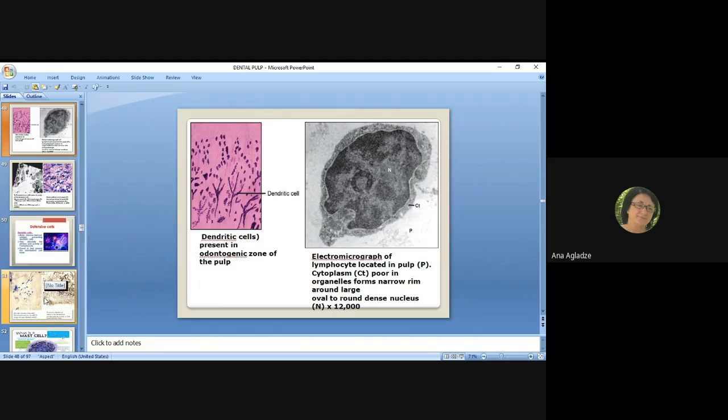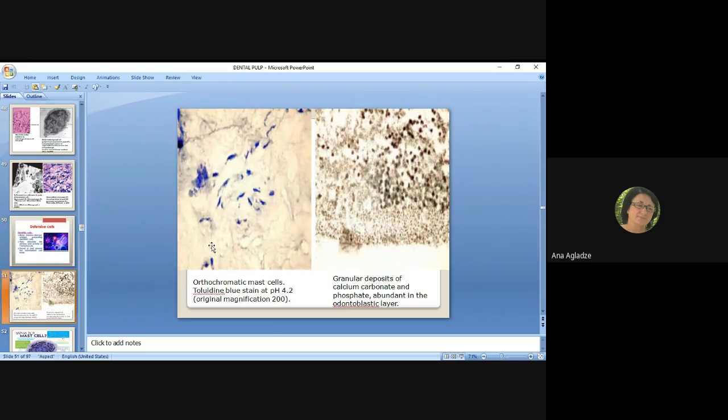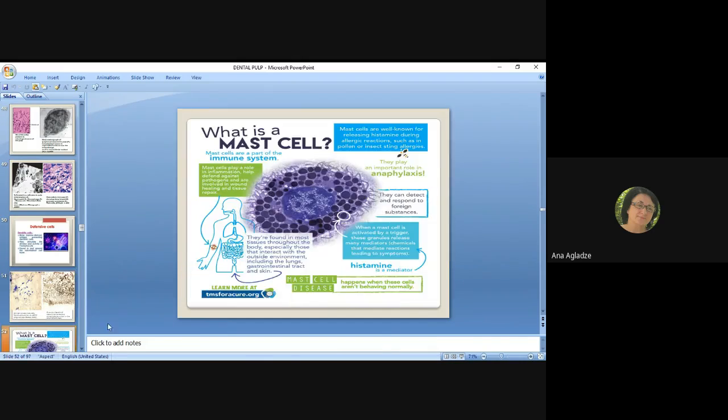Then, what is this, and what are orthochromatic mast cells? Yes, these are mast cells, with calcium carbonate phosphate abundant in the odontoblastic layer. And here you can see mast cells. They play a role in inflammation.